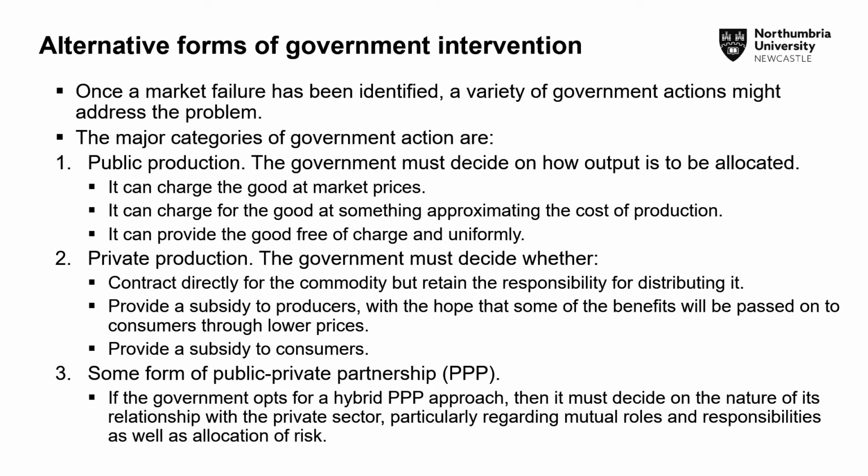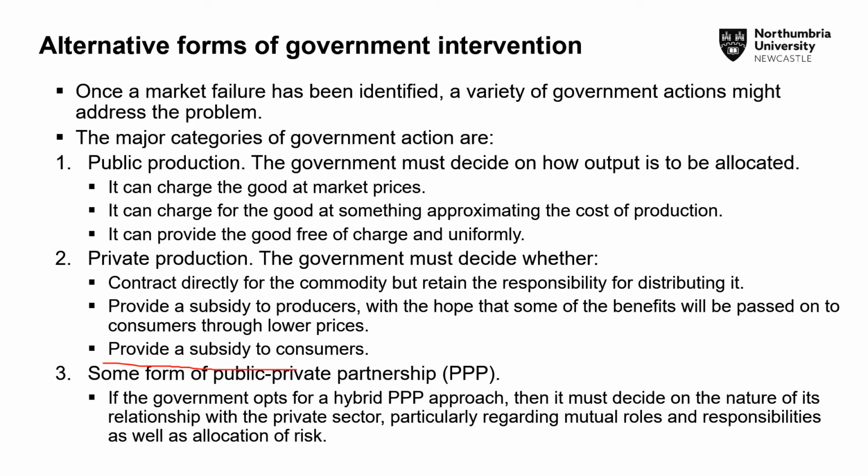It could also provide a subsidy to producers, and the idea here would be that some of the benefits will be passed on to consumers through lower prices. So let's say that currently a given good is being sold at £100. Well, what government can do is provide a subsidy of £20, and hence the price that is faced by the consumer is then £80. Therefore, the consumer benefits.